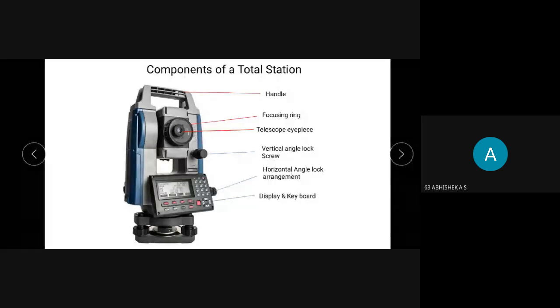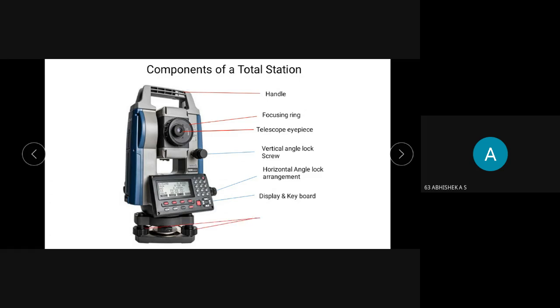Here we have a display unit, and some keys are there. Using these keys, we can find out various parameters. All these keys have certain functions which can be used to find the parameters required for the surveying process.